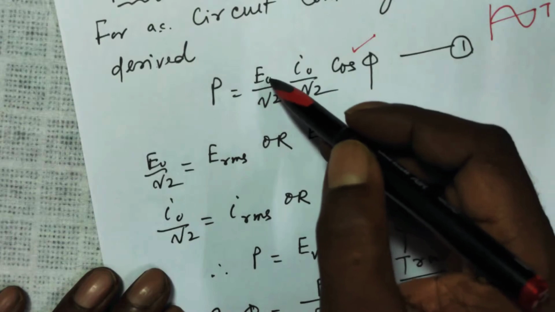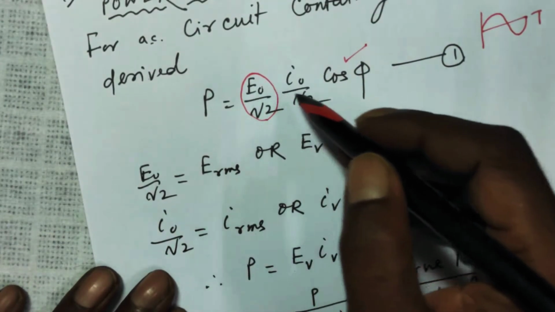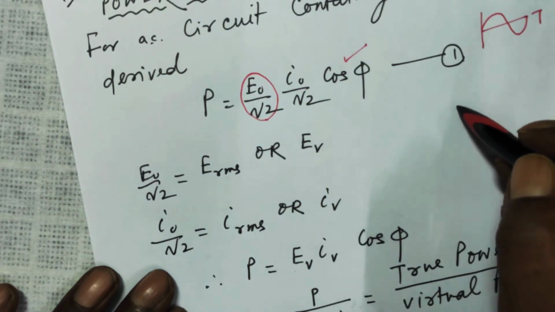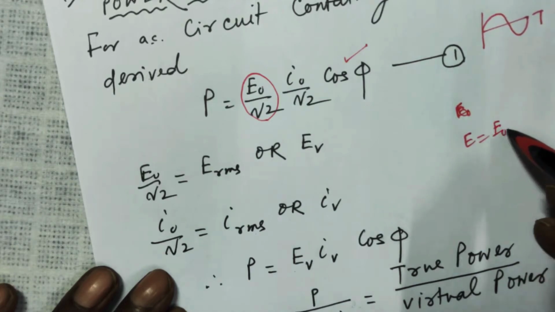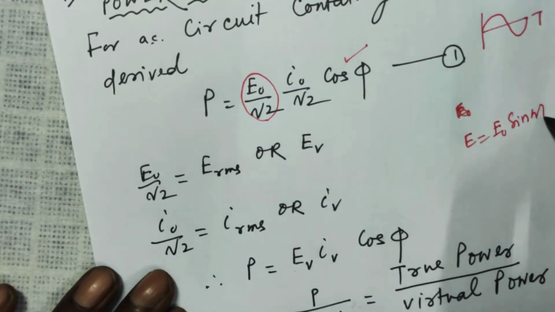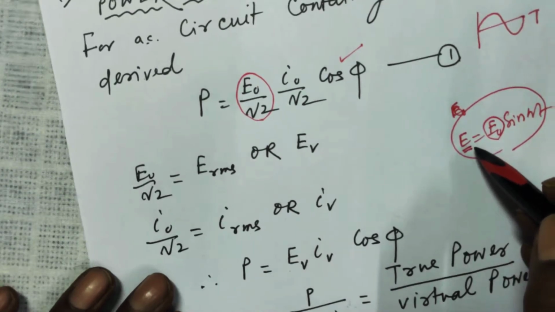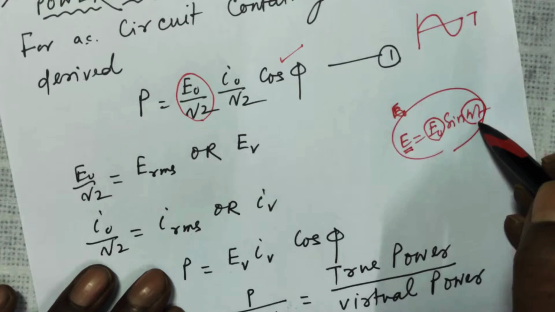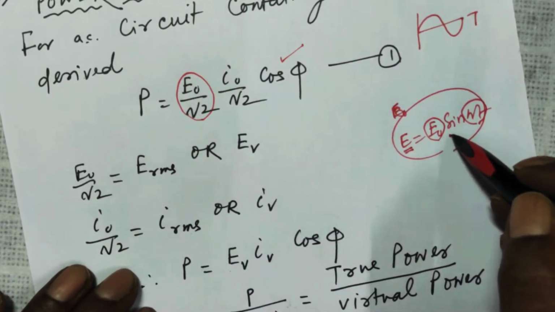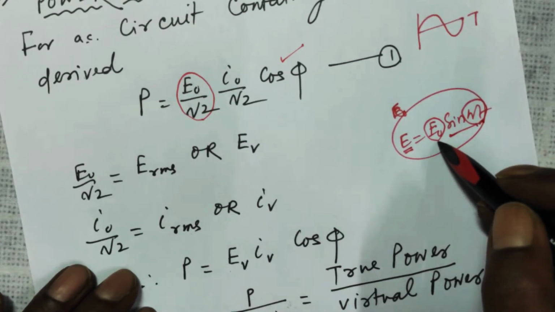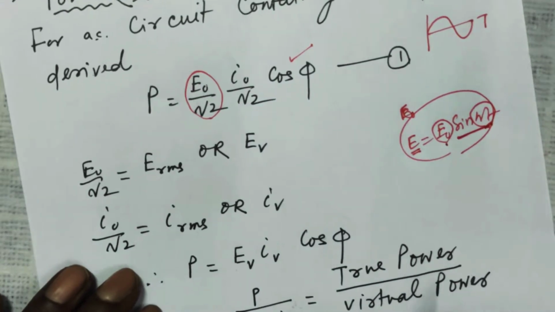And this value, this E naught over root 2, E naught, this was your supplied voltage. E was equal to E naught sin omega t. This is the maximum value of EMF, when the sin omega t is pi by 2 or multiples of that, so that sin pi by 2 becomes 1. 1 into E naught is E naught, that is maximum, because the maximum value of sin is 1.